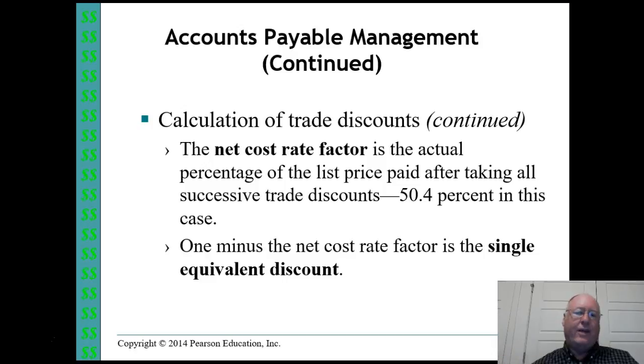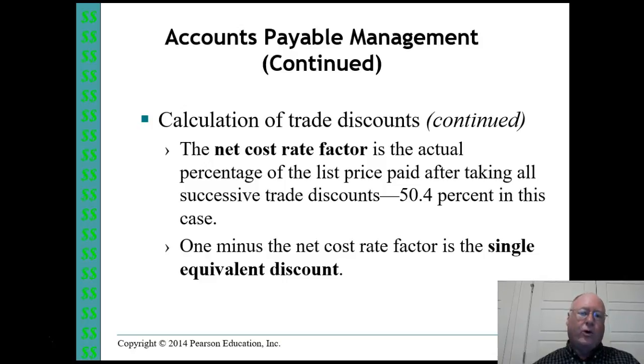So in this example, it's 50.4%. So the single equivalent discount factor is just the contra to that, the 49.6% in essence. So just understand those are ways that sometimes vendors will try to help you to feel better about what you're actually paying.